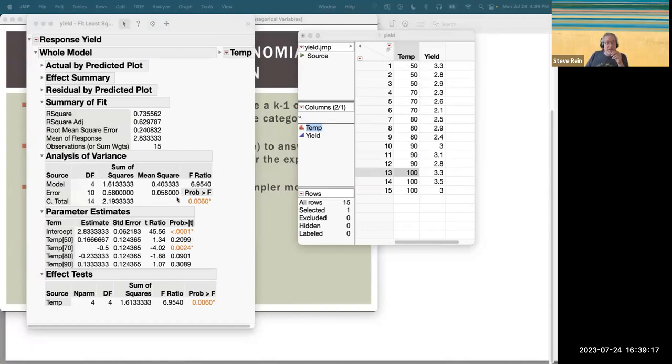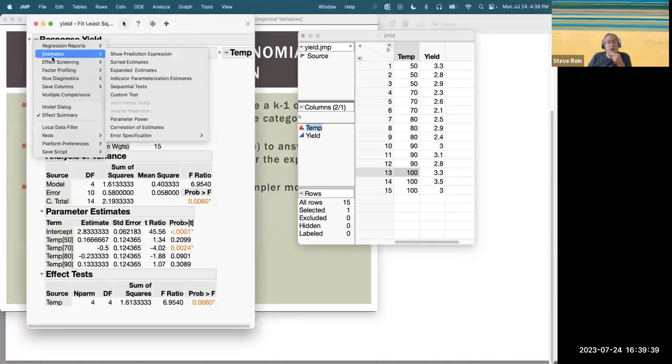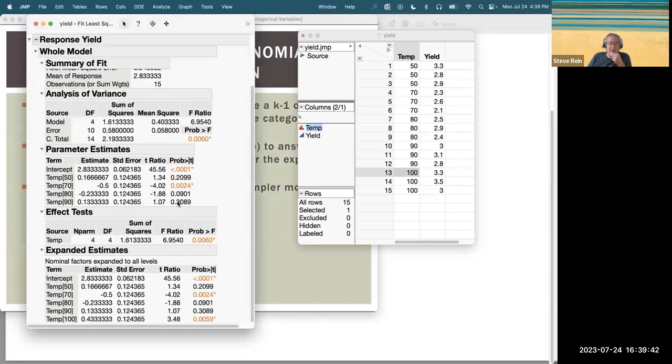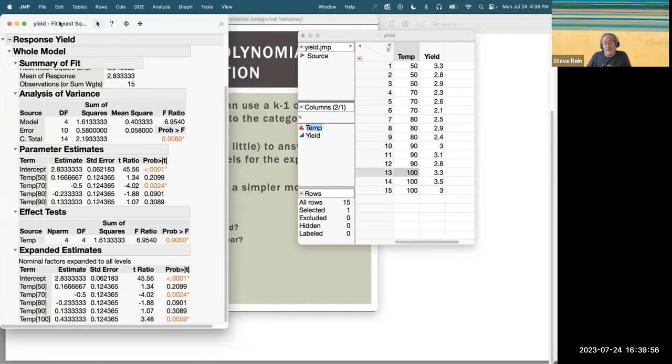So I get the feeling that I could say that the average yield overall is 2.83. But if the temperature is 50, you have the yield being a little higher. If it's 70, it's a lot lower, 80 lower, 90 a little higher. And then at temperature 100, let's go with our expanded estimates. And so you can see the effect of the temperature being 100 is to have a considerably higher yield than the other temperature yields are. Okay, so that's my categorical fit.